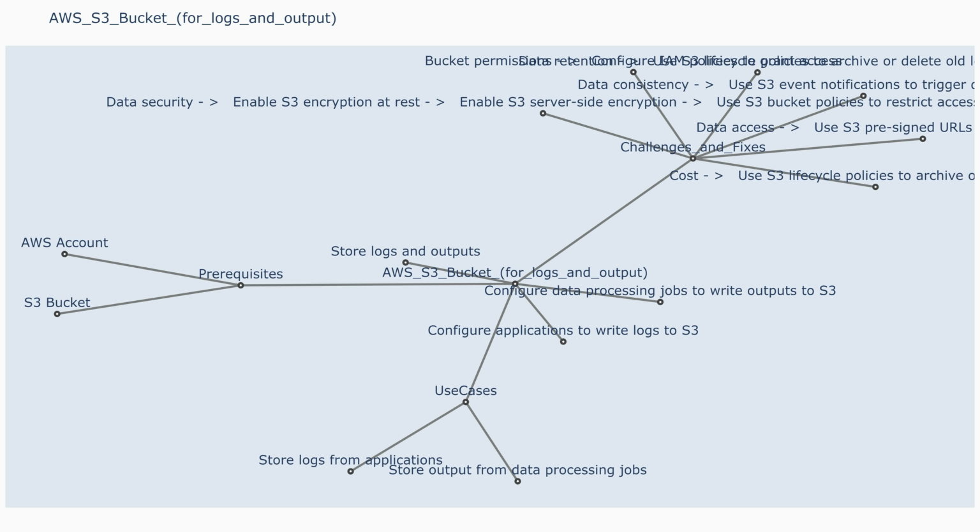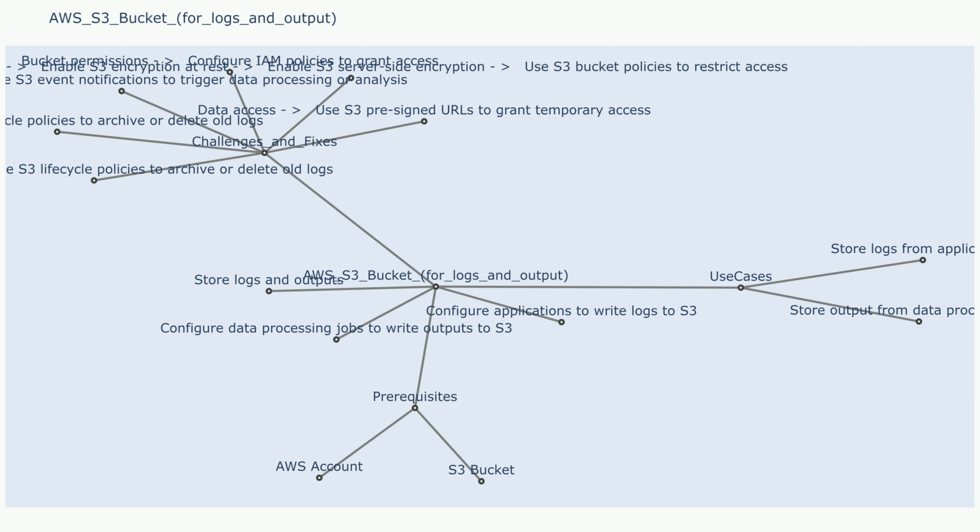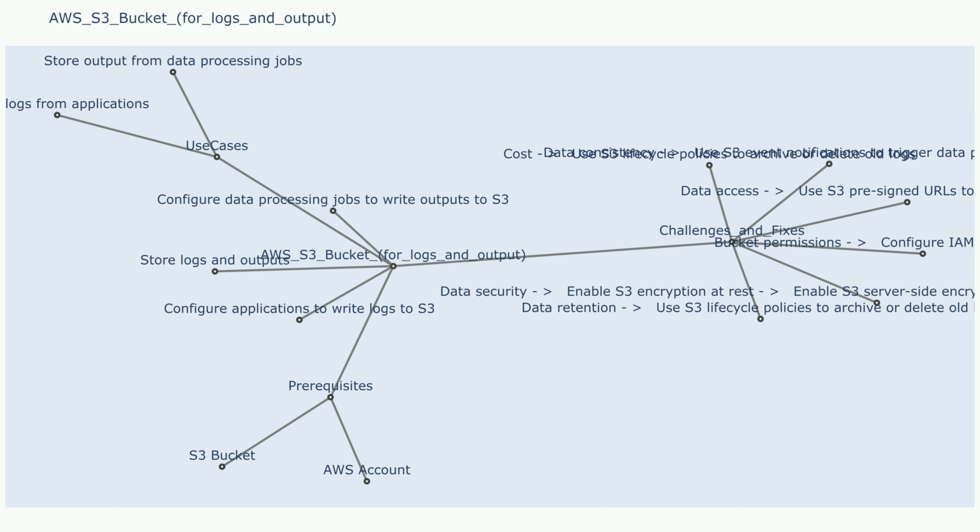AWS S3 Bucket for logs and output. Description: store logs and outputs from applications and data processing jobs. Prerequisites: an AWS account is required to create and access S3 buckets, and an S3 bucket needs to be created to store the logs and outputs.